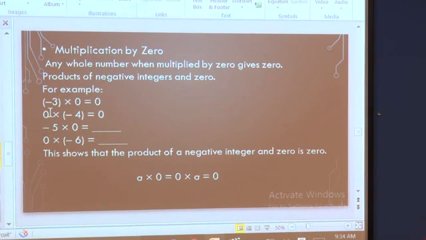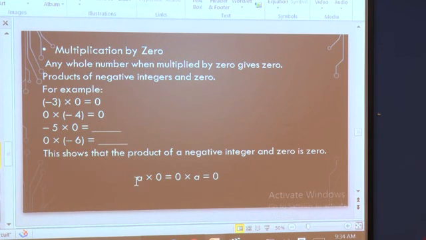When you multiply 0 with a negative integer, the answer is also 0. So, minus 5 into 0, what will be the answer? Minus 5? No, because we are multiplying with a 0, so it is 0. So, 0 multiplied by minus 6 is 0. This shows that the product of negative integers and 0 is 0.